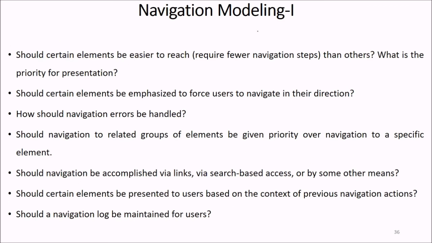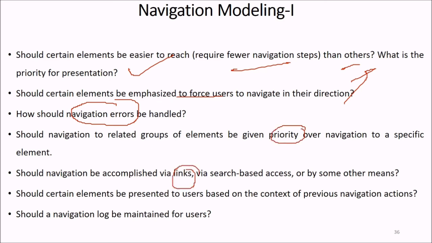Then navigation modeling, because in a web app the most important thing is the navigation. You move from one page to another, then come back and go to some other page, then come back again. So we need to answer certain questions. Should certain elements be easier to reach, requiring fewer navigation steps than others? And what is the priority of the presentation? Should certain elements be emphasized to force users to navigate in another direction? How should navigation errors be handled? Should navigation to related groups of elements be given priority over certain others? Should navigation be accomplished via links or search-based access or by some other means?